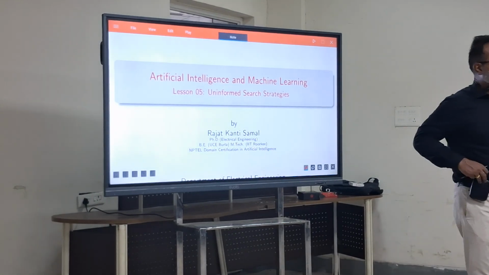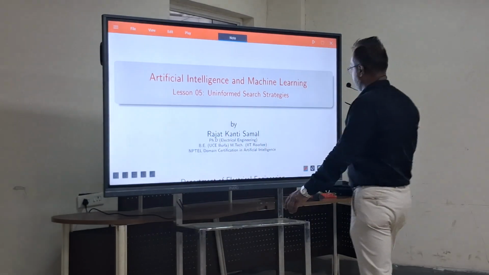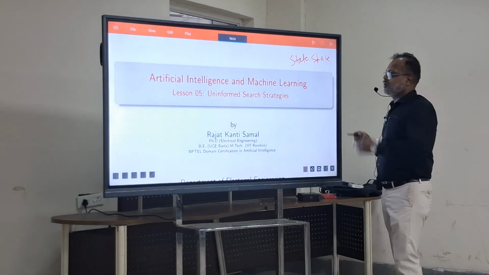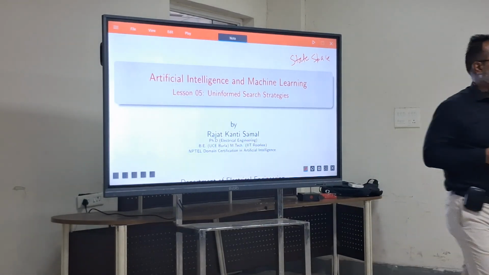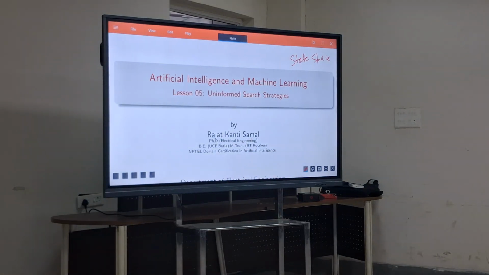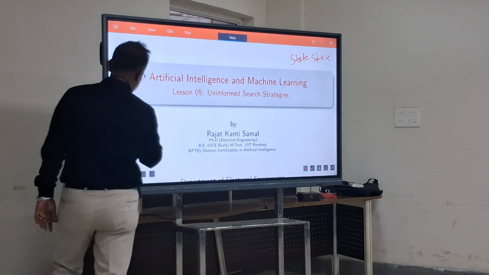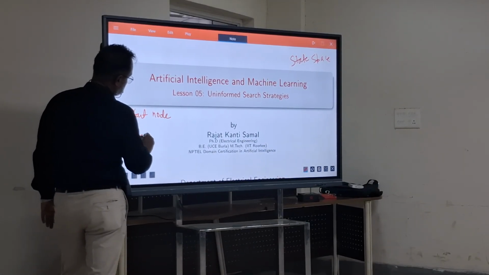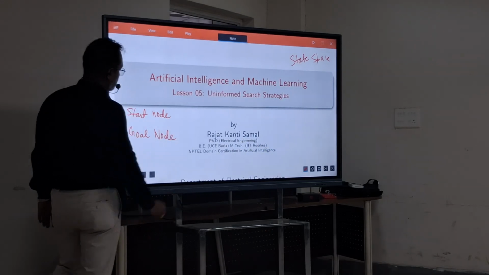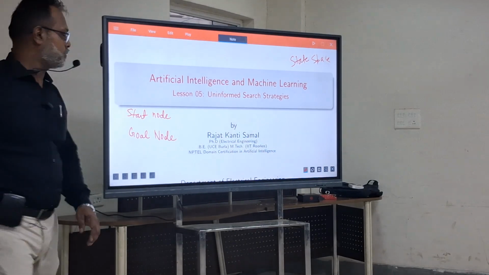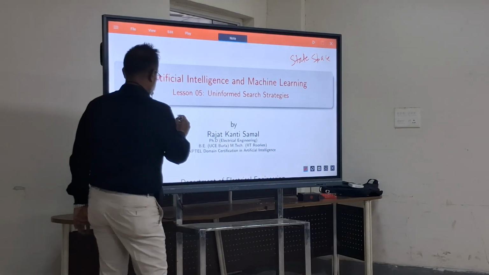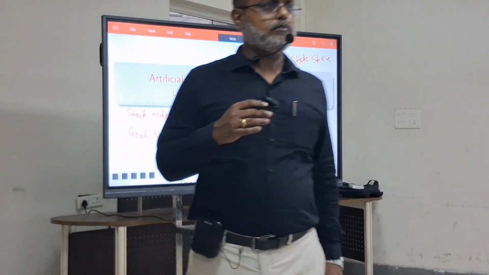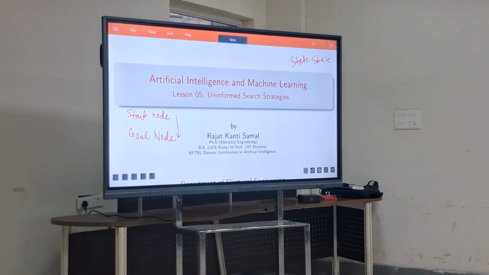Okay, so yesterday we have seen state space, which is a set of nodes from which we have to go from a start node to a goal node. Okay, start node to a goal node, using some search strategy. Okay, I have given you some example.